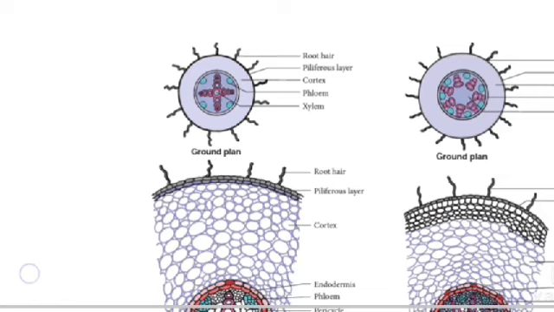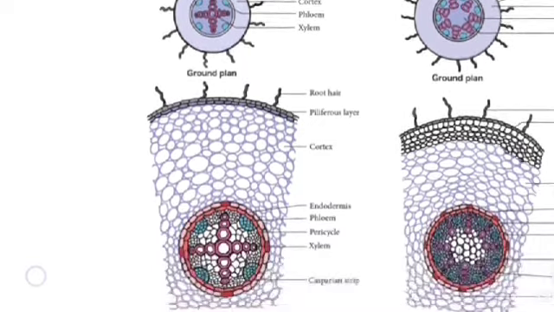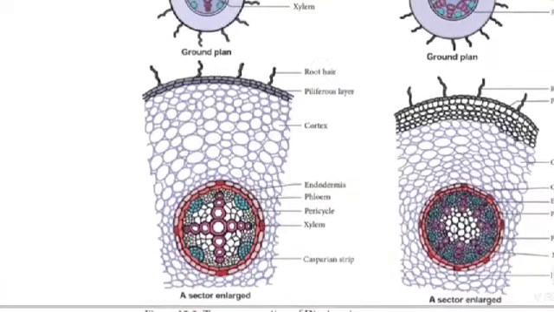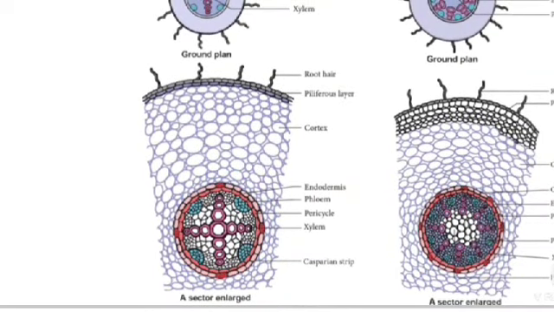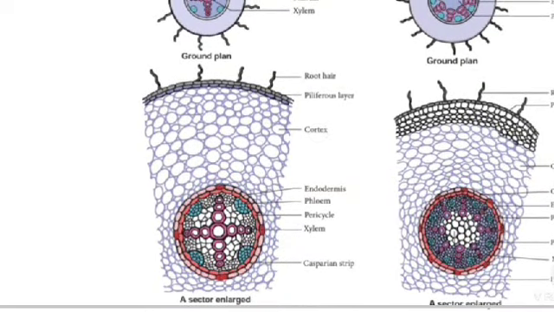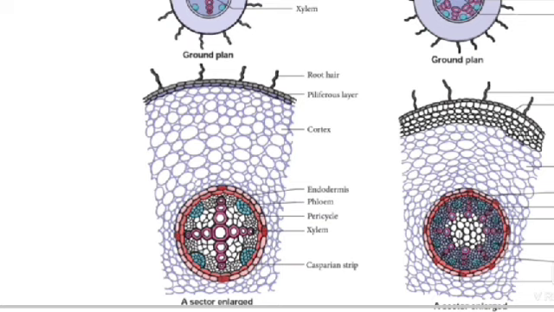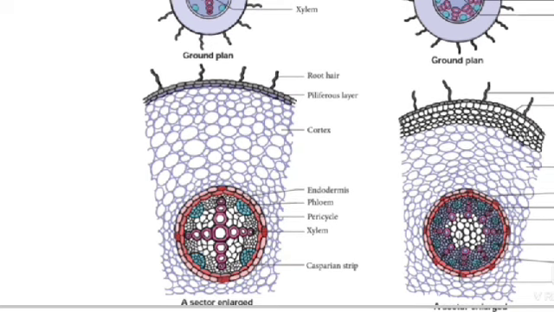In the other picture, the portion is enlarged. The root hair projection is shown, followed by the piliferous layer. The cortex parenchyma cells are shown. The barrel-shaped endodermis cells are shown, followed by the inner thickening of the endodermis, which is called the Casparian strip. The strip was first identified by Caspary, which is why it is called the Casparian strip.